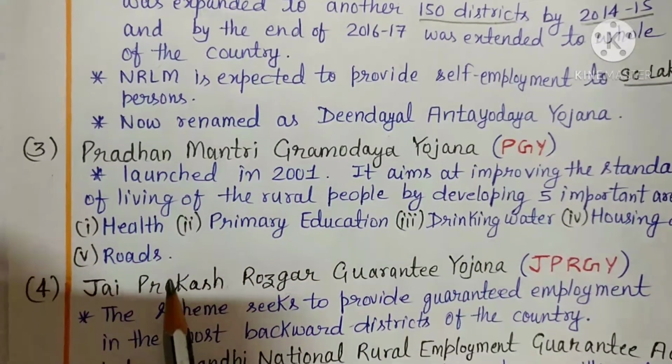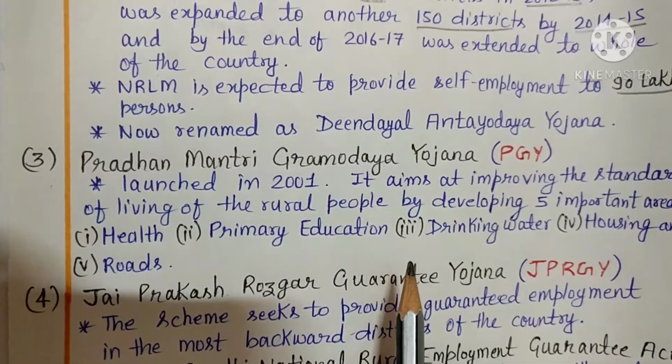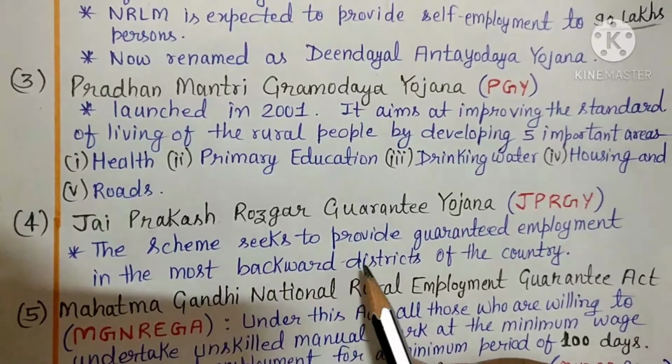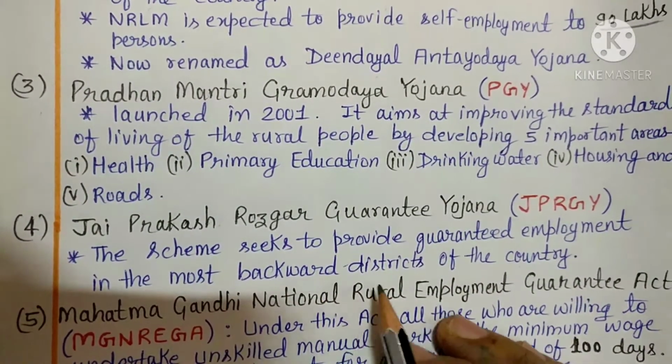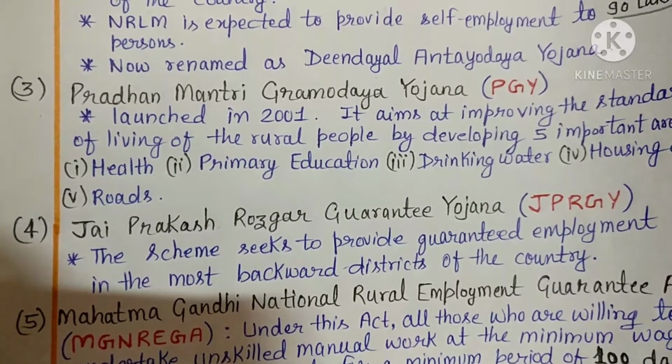And then at last, proper roads. So these are the 5 main important areas on which PMGSY has focused. Then comes the Jai Prakash Rojgar Guarantee Yojana, which is also known as JPRGY. This scheme seeks to provide guaranteed employment. That is, it guaranteed employment where?